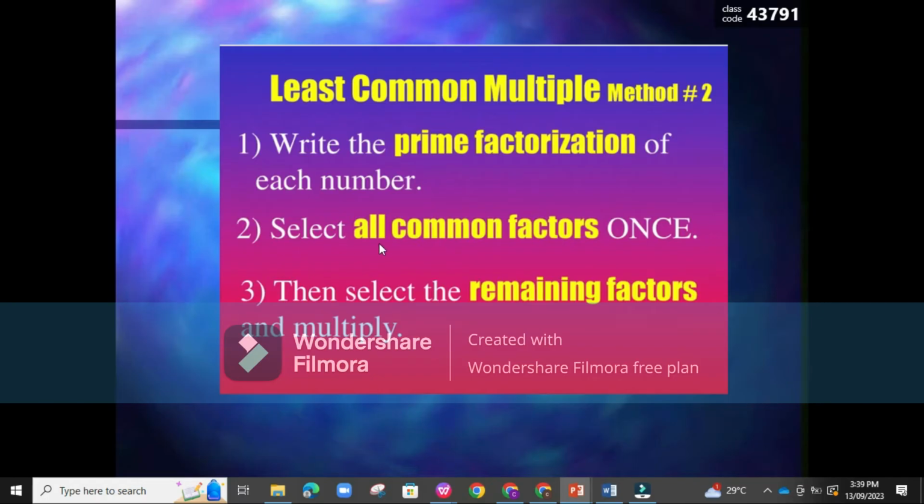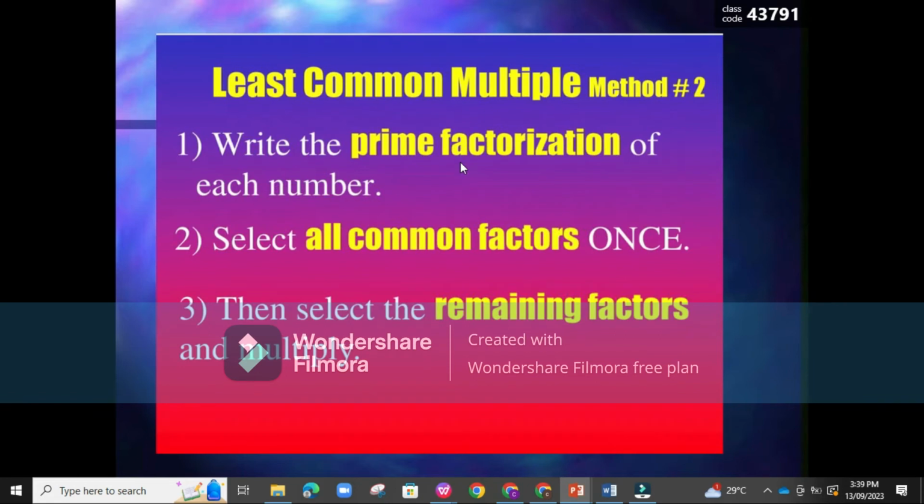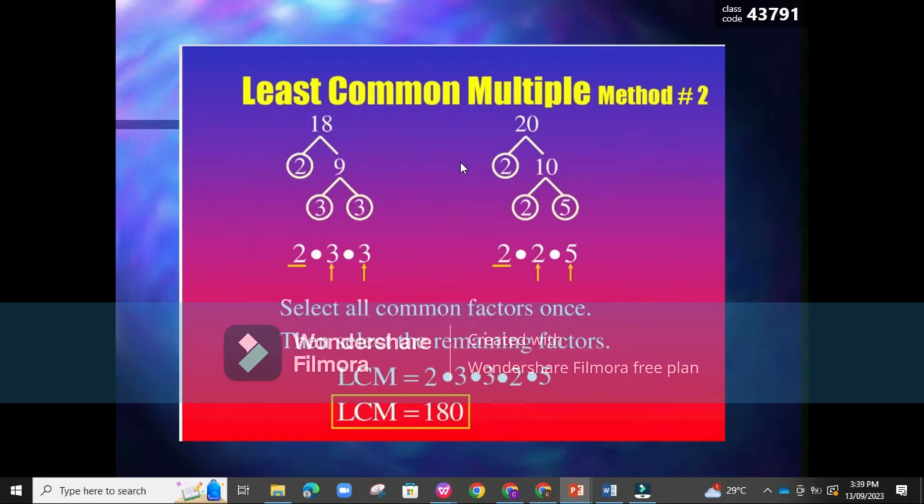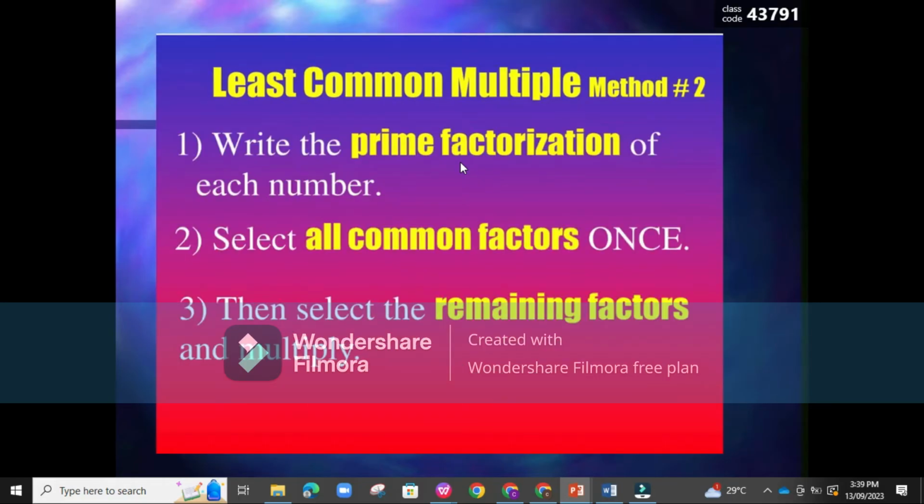Then select all common factors at once. Then next would be select the remaining factors and multiply. Okay, so we have here prime numbers, prime factorization. From the word prime, meaning we are going to factor the numbers into prime numbers. So what are prime numbers, by the way?